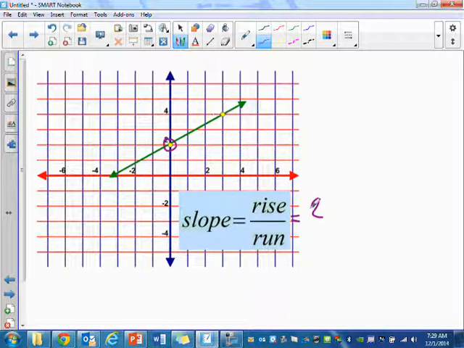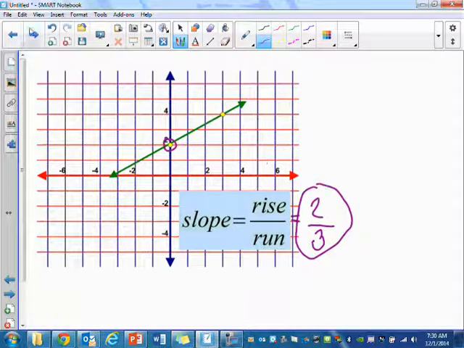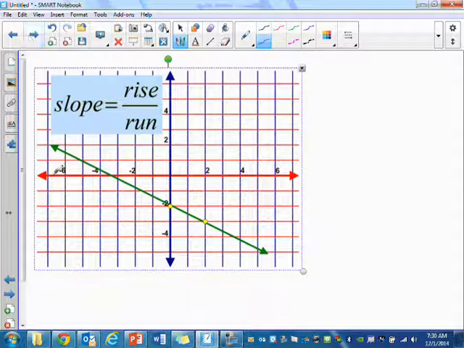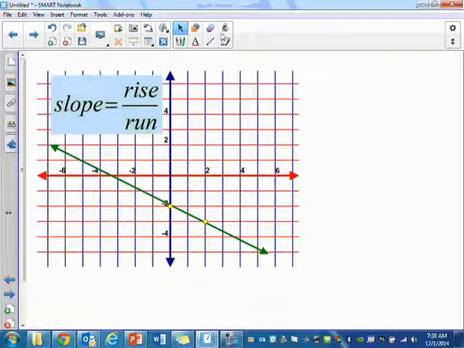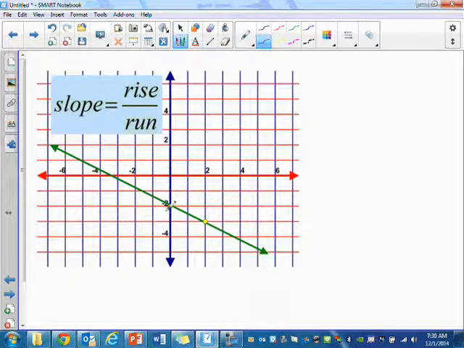1, 2, 3 is the run. So my rate of change, or my slope, is 2/3. Here's another example where the graph is going down. This is actually going to give you a negative rate of change. I'm going to start with this point and work my way down to here. See how we had to go down to go to the next point?